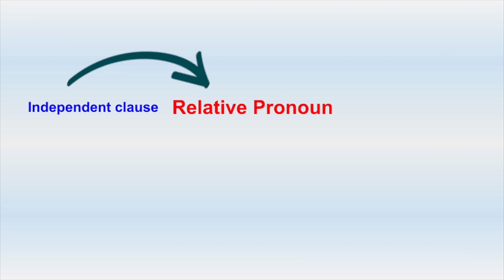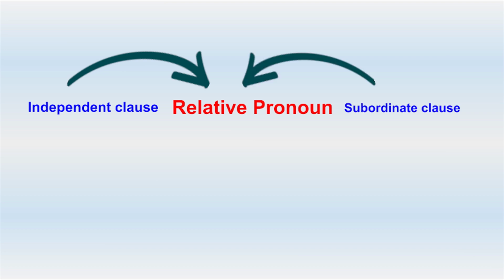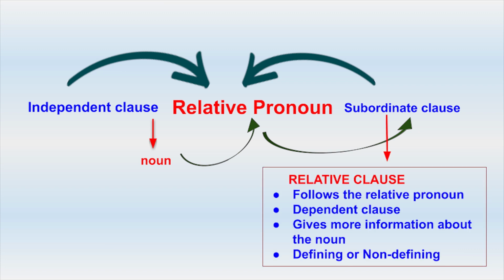A relative pronoun is used to relate one clause of a sentence, the independent clause, to another part of the sentence, the dependent or subordinate clause. It is used after the noun in the sentence to introduce the subordinate or dependent clause to the independent clause in the sentence. The subordinate clause that the relative pronoun introduces is called a relative clause.